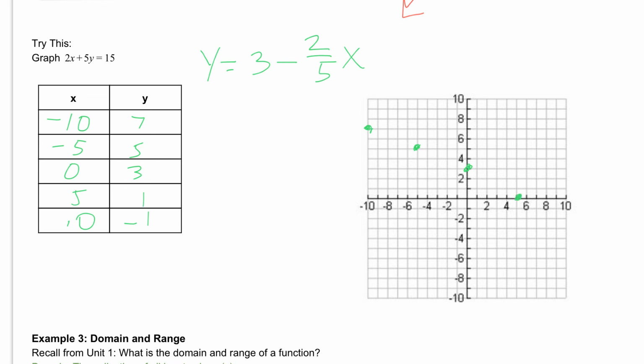and 10, negative 1, your graph should look like that. Again, yours should be straight. I apologize for mine not being straight. If you have any questions on any part, solving for y, finding your table, or plotting those points, let me know.